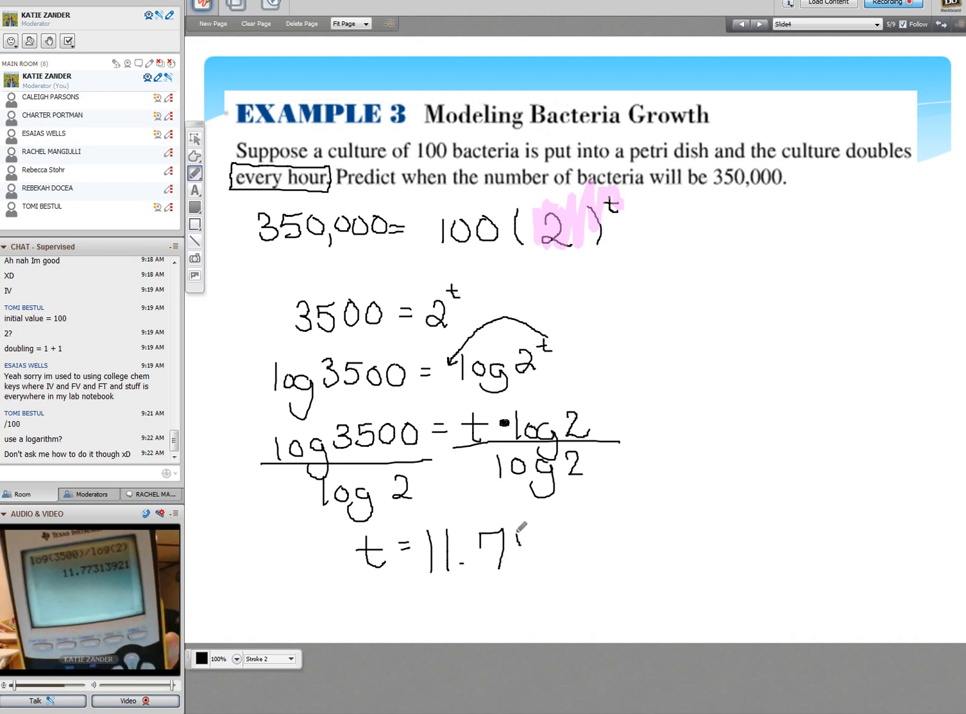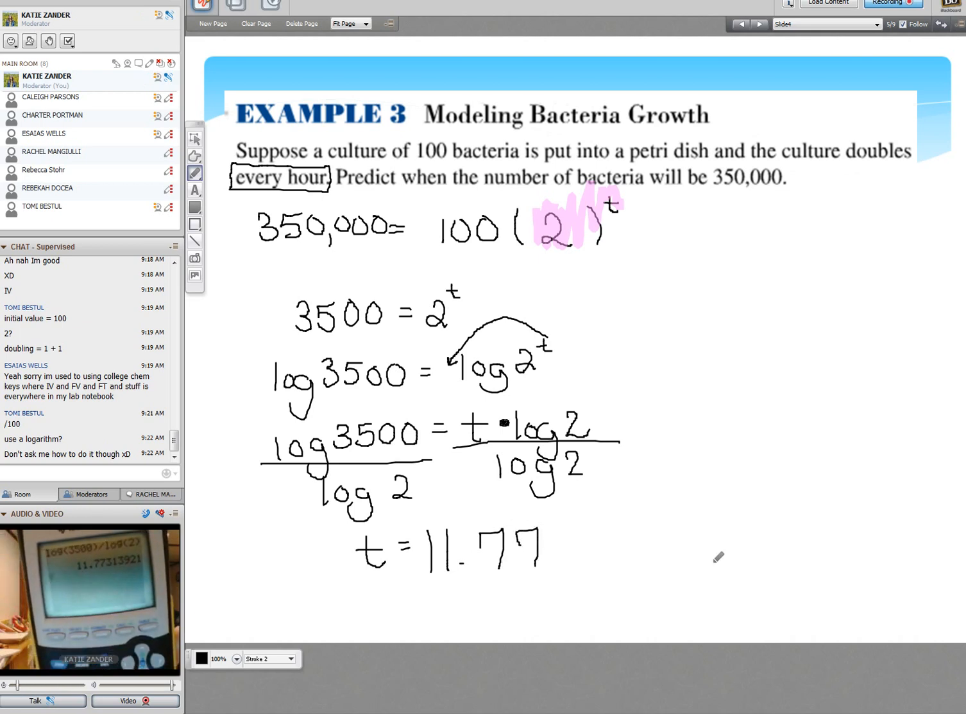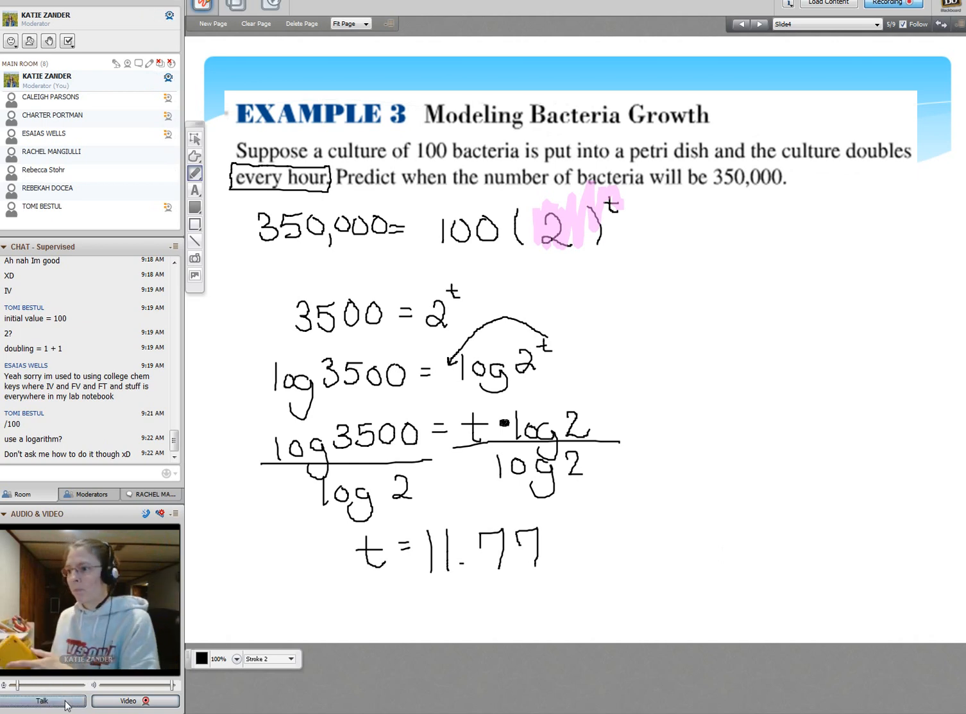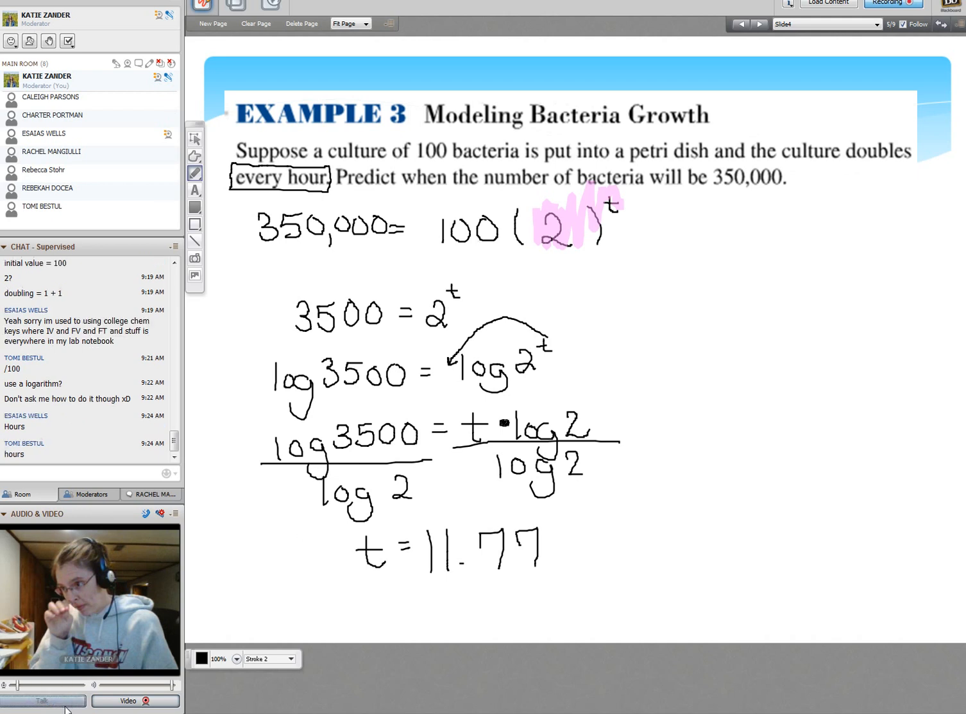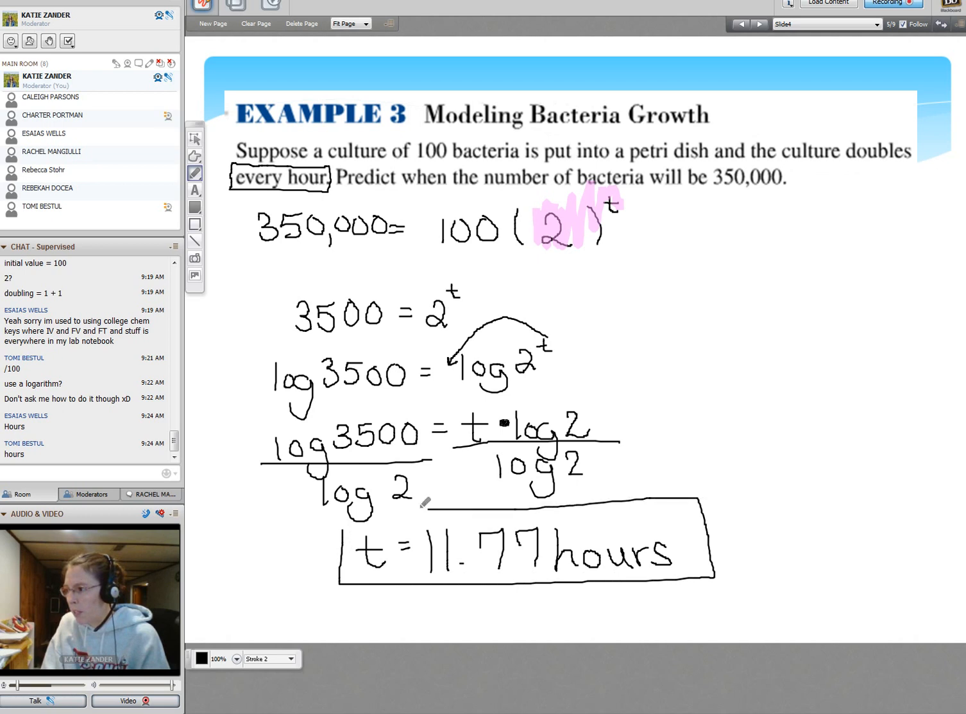All right, I need to put units of measurement on this answer. So if I have 11.77, what's the units of measurement? Hours. Yep. You could convert the 0.77 to figure out how many minutes that is, but we won't waste our time with that, seeing how I have kind of a lengthy problem coming up still. So 11.77 hours.